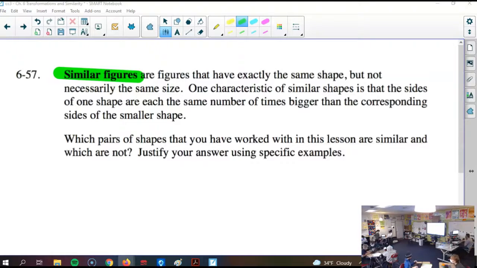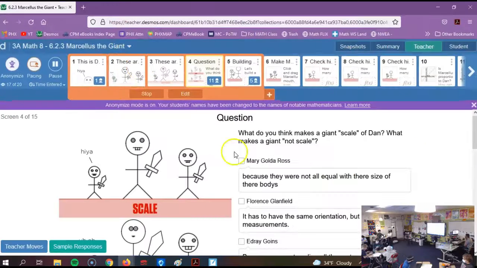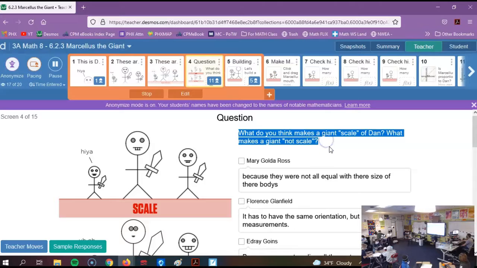I am about to share your responses, so spelling might matter. Oh, not pause, my bad. I didn't mean to pause. Yes, I made it 0.99. Is that okay? What do you think makes a giant scale of Dan?